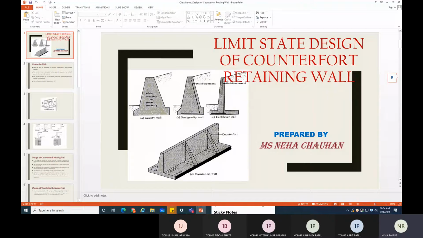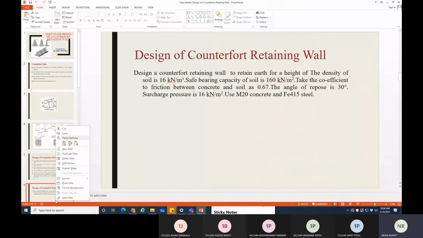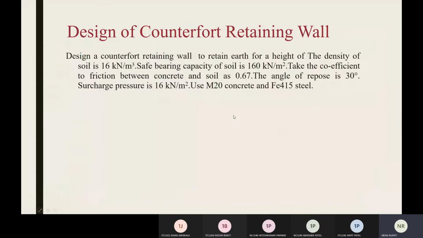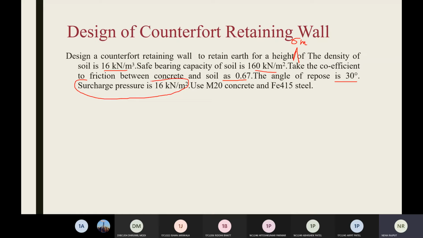So starting with this data, this is our counterfort retaining wall data, where it is mentioned that the height of backfill to retain is 6 meter, density of soil is given, bearing capacity is given, then friction is given, angle of repose is given, the surcharge pressure is given, and grade of concrete and grade of steel.